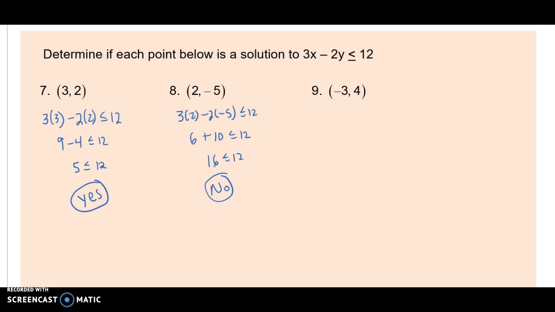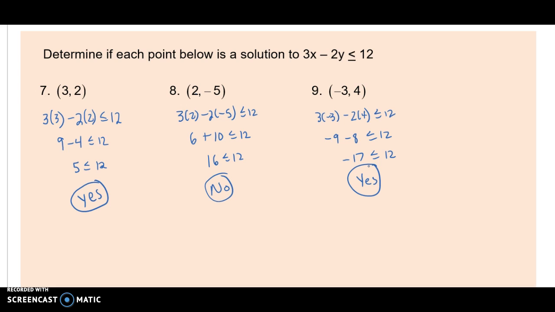Not a true statement. And finally, the last one here, we're going to plug in -3 for x and 4 for y. And so we've got -9 minus 8. And I think I already know the answer on this one. -17 less than or equal to 12. Absolutely, a negative will always be less than a positive number.